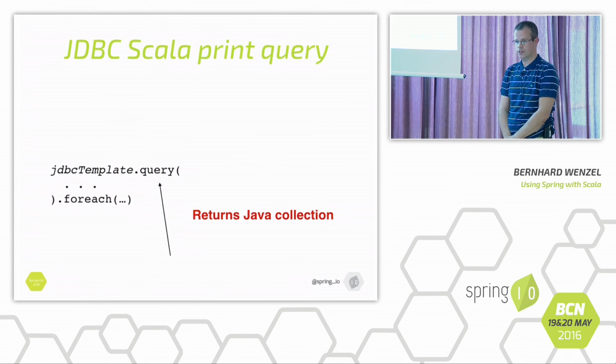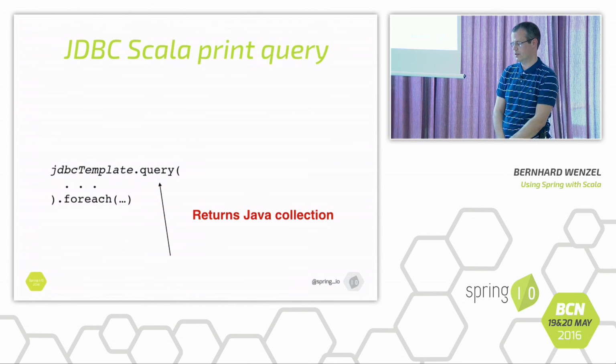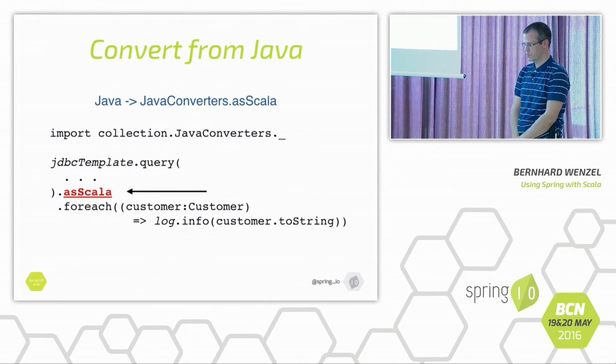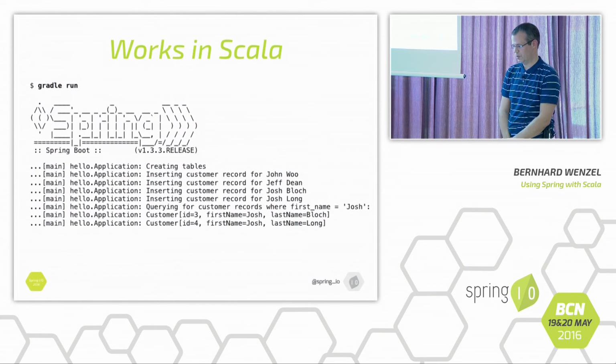However, now the other way around, if we're now going to call a query on the JDBC template on Spring, and this returns a Java collection. So this time, if we want to process this result in Scala, we need to convert in the other direction. So we do an asScala. Again, we import the converter, and we do asScala, and now we can deal with this collection in Scala. And yeah, if we run this, it's going to work. And we'll see that it creates tables and see the inserting and the result.